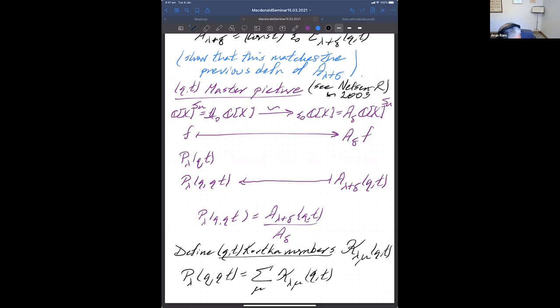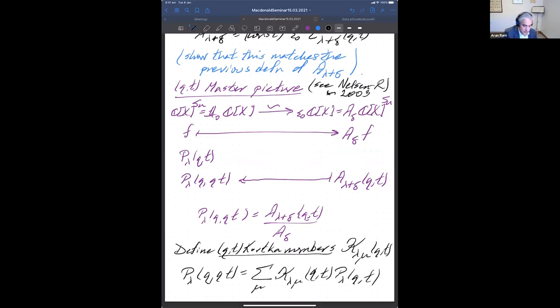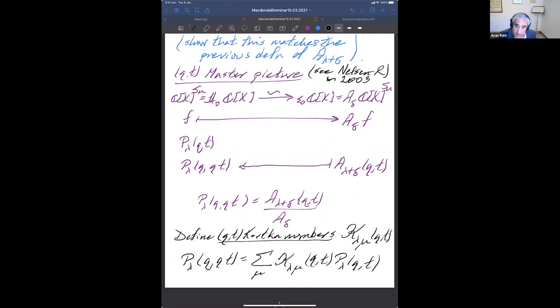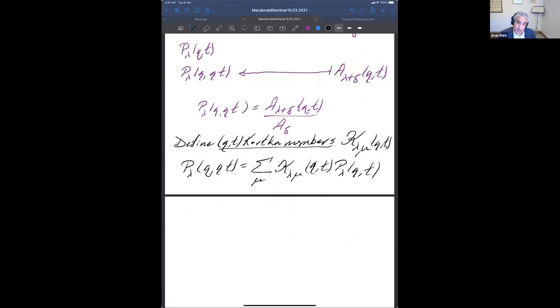P lambda QT. As far as I know, these have not been studied at all. I don't know of any paper about these, but I am convinced that they are very fundamental. Are P lambda QQT more fundamental according to you than P lambda QT?